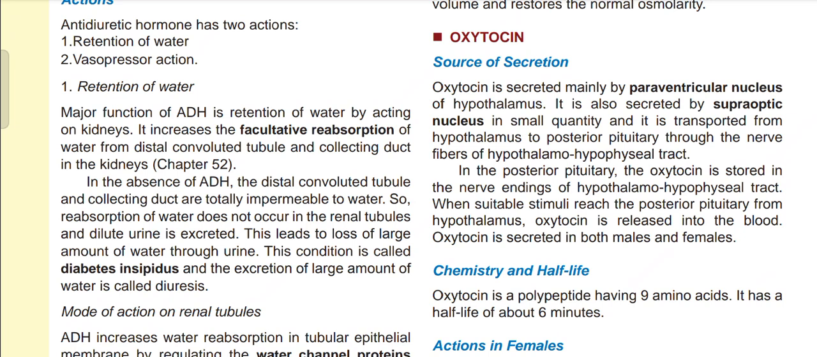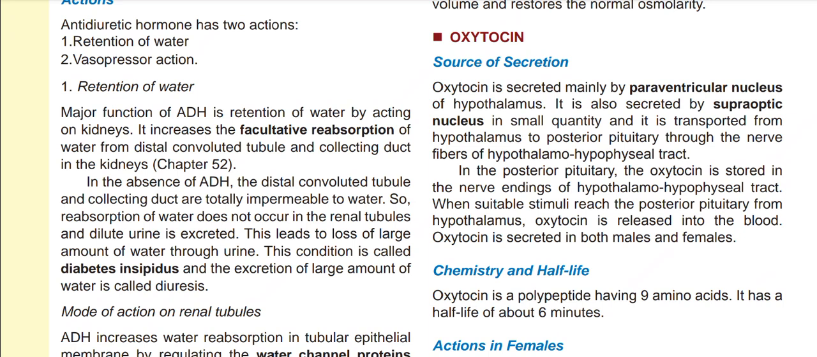In the previous video we have discussed about the posterior pituitary hormones. In that video we have discussed about ADH, and in this video we will discuss about the second hormone released by the posterior pituitary. So first of all, oxytocin, source of secretion.